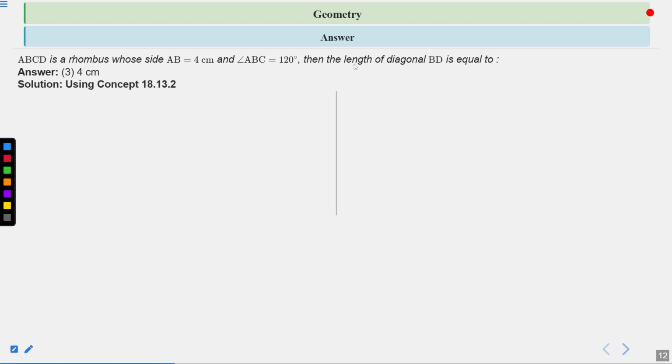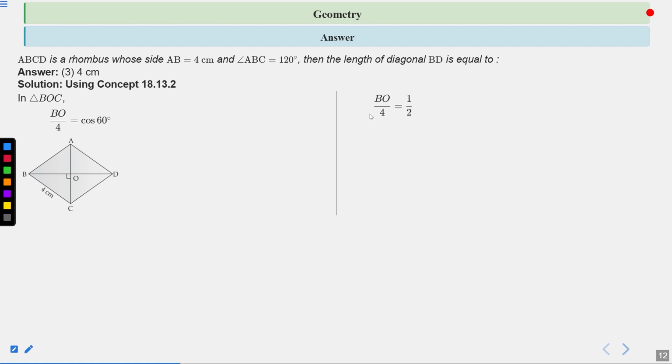Now see the detailed solution using concept 18.13.2 in this question. In triangle BOC, BO by 4 equals cos 60, as we can say from this diagram. In this diagram, we can see clearly that all sides are 4 cm because this is a rhombus, and the diagonals bisect each other at 90 degrees. Now we know that angle ABC is given, which is 120 degrees. The diagonal also bisects the angles.